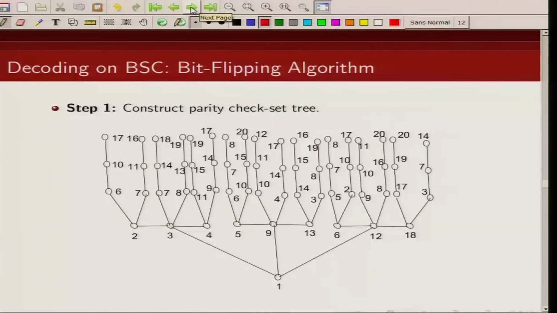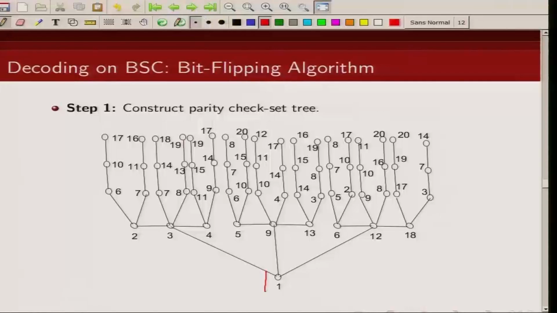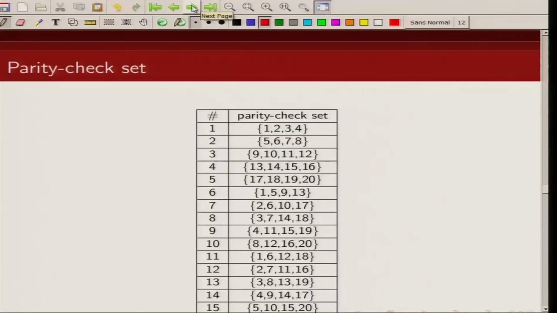So, again we follow the same procedure. We draw the parity check set tree with each node at its base. So, we start with node number 1 and construct the parity check set tree, and these are the 15 parity check sets corresponding to the parity check matrix given to us.